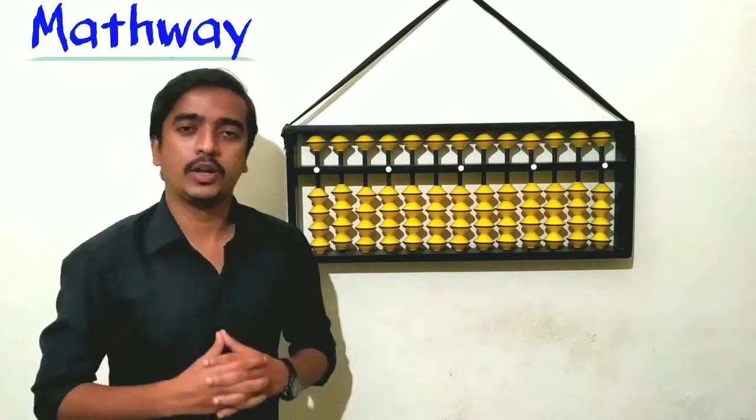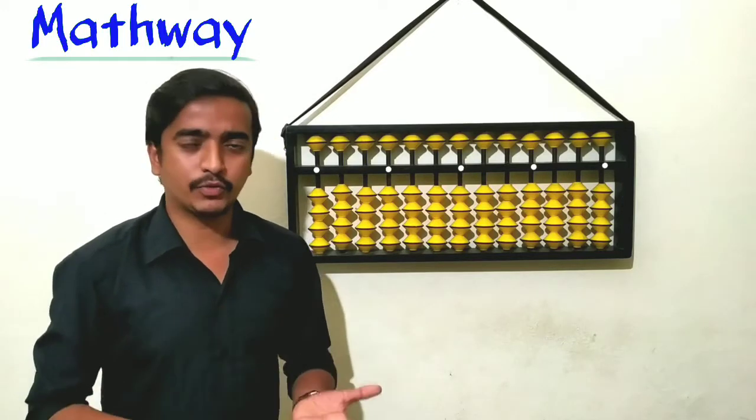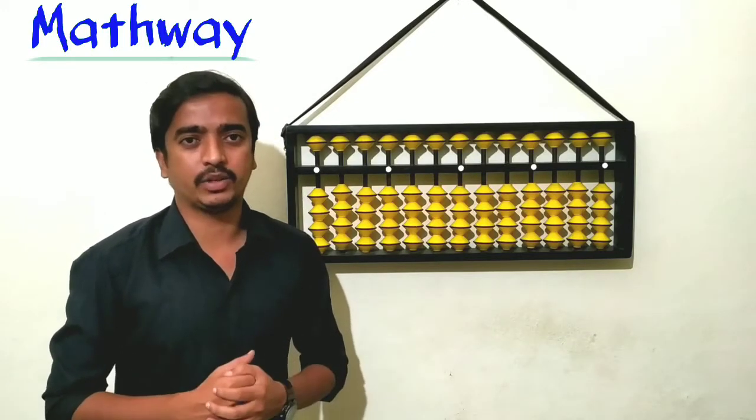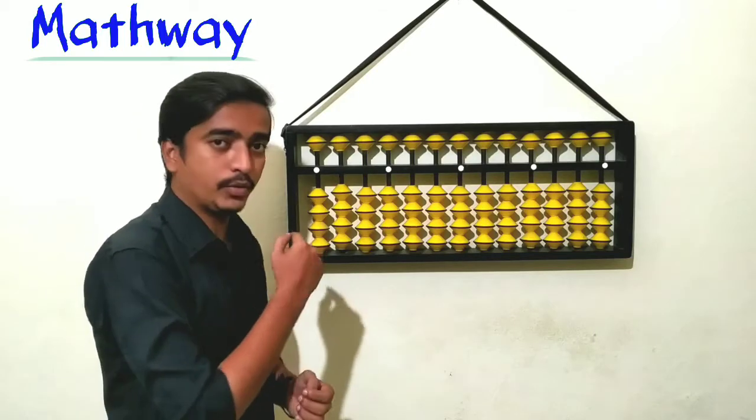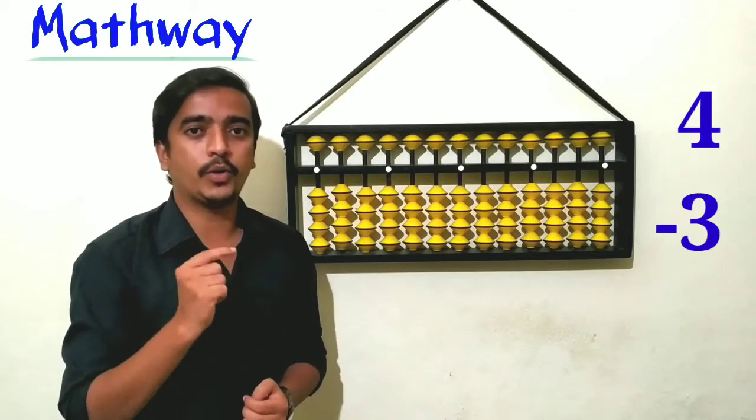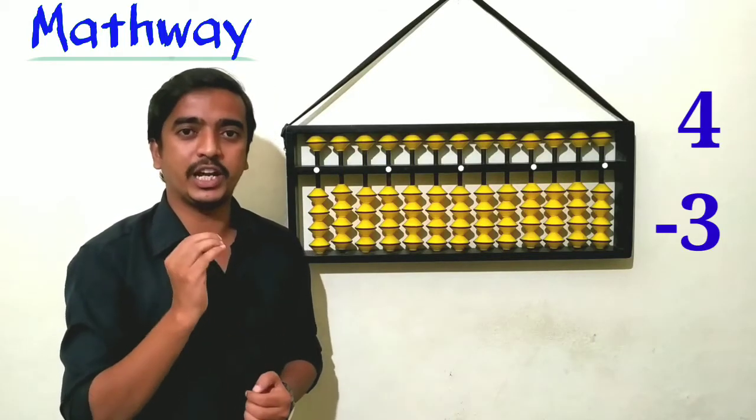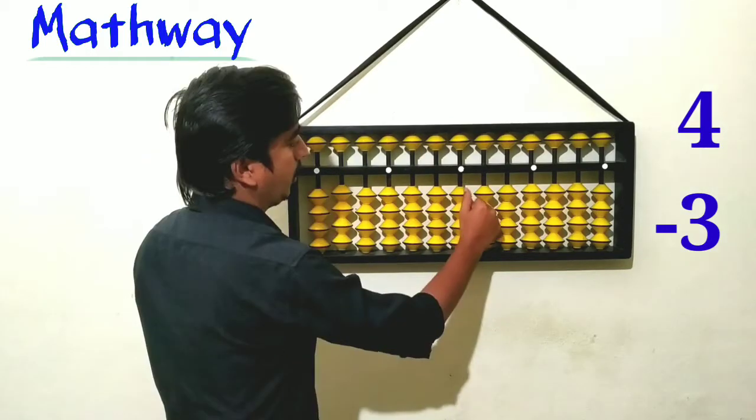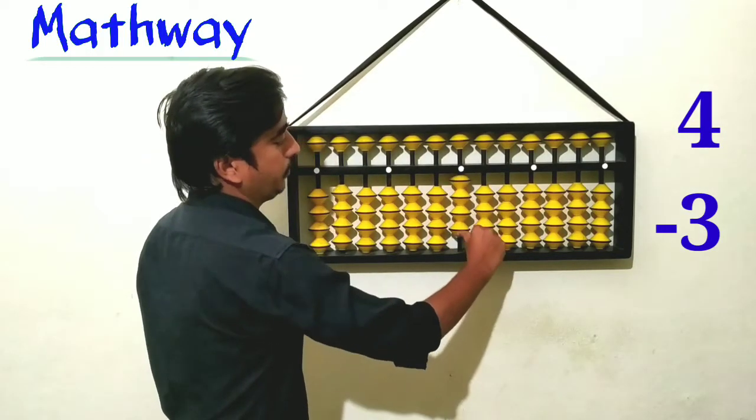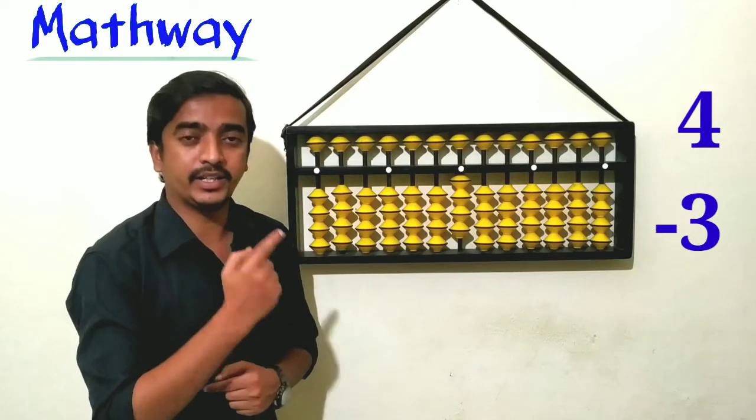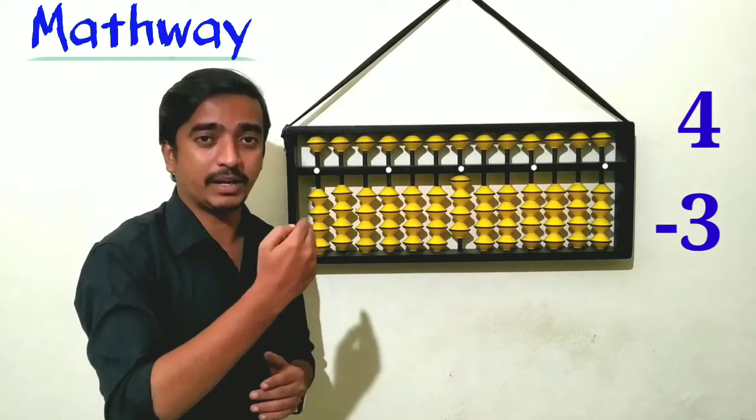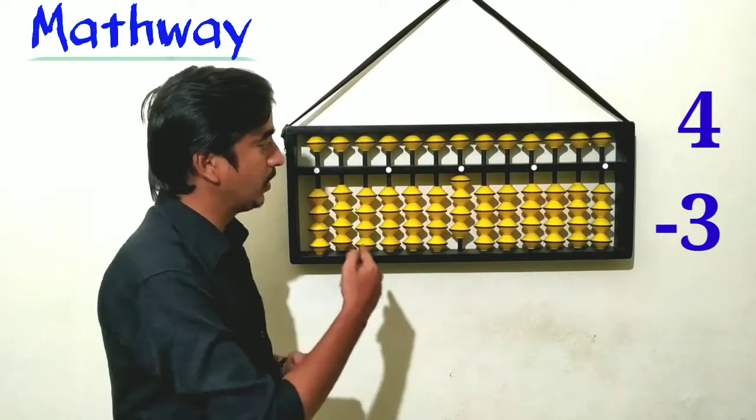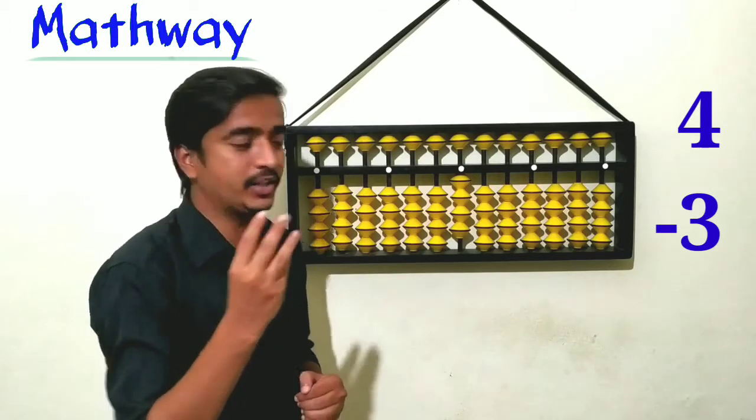For example, 4 minus 3. What is 4 minus 3? That is 1. We all know that. So let's see how to do it on the abacus. 4 minus 3. First take 4 on this abacus. 1, 2, 3, 4. So this is 4. And the second number is minus 3, so we need to subtract it from this. Take away 3 beads from the answer line.